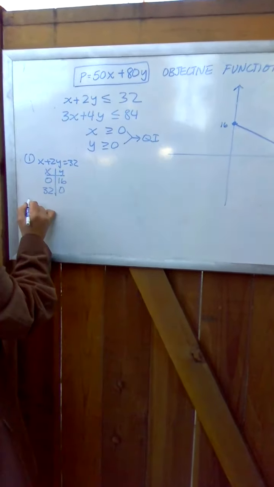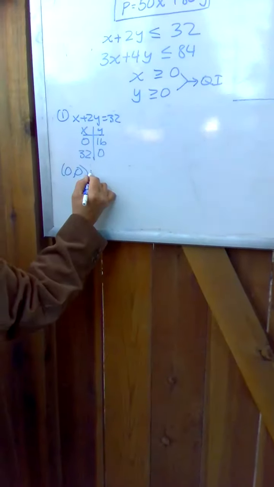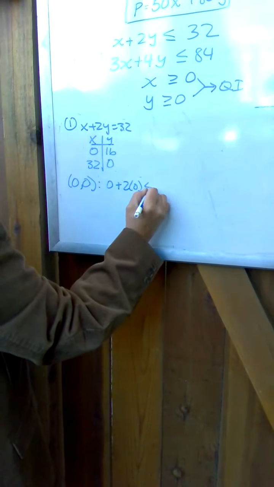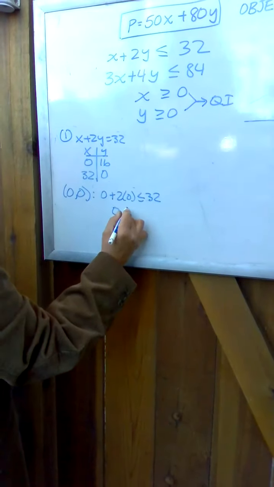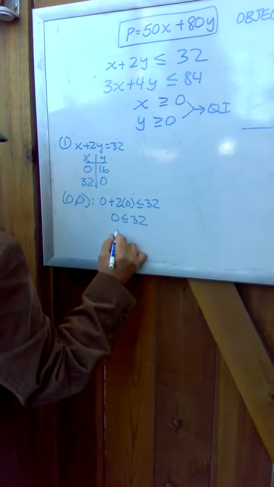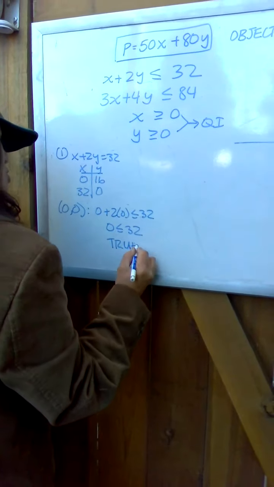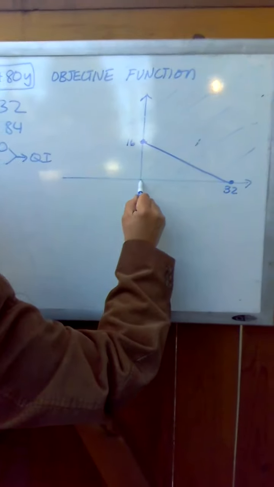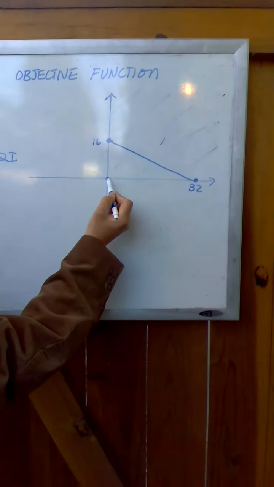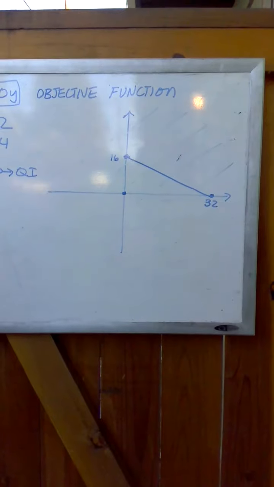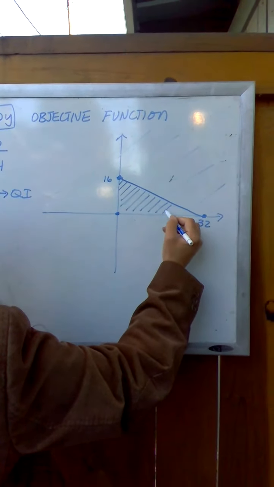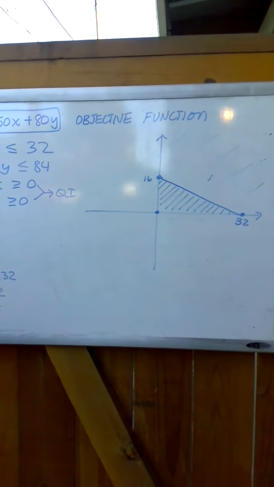Okay, 0, 0 is available, so I'm going to check 0, 0. So 0 plus 2 times 0 is less than or equal to 32. 0 is less than or equal to 32. Is that true or false? True. So where should I shade if this is 0, 0? Above the line or below? Above. This is 0, 0, and it came out true. Oh, below. Below. Okay, so now I am in here. I'll just make it darker and darker as we go.